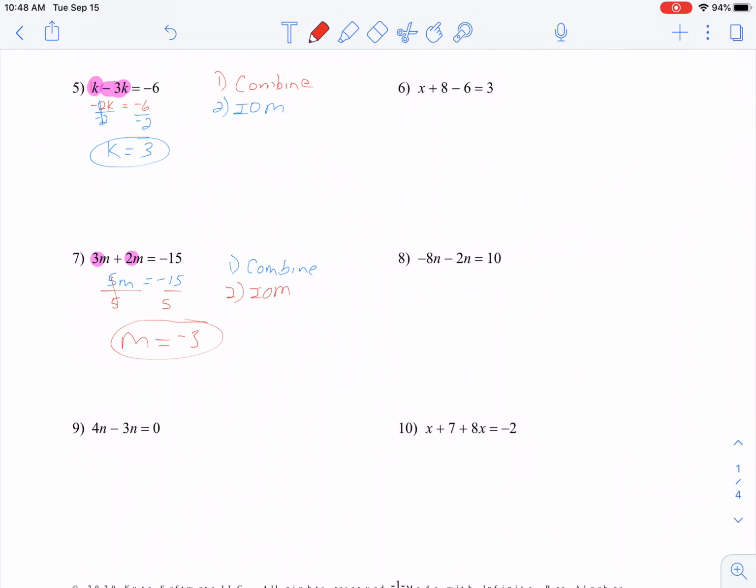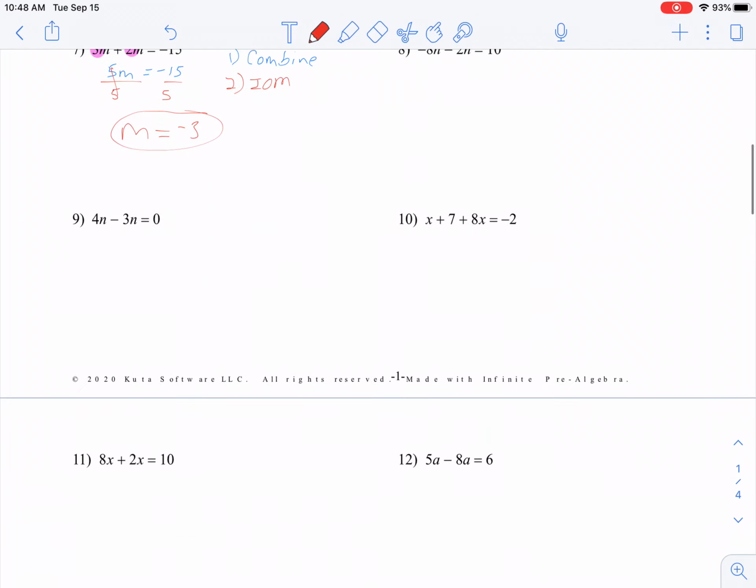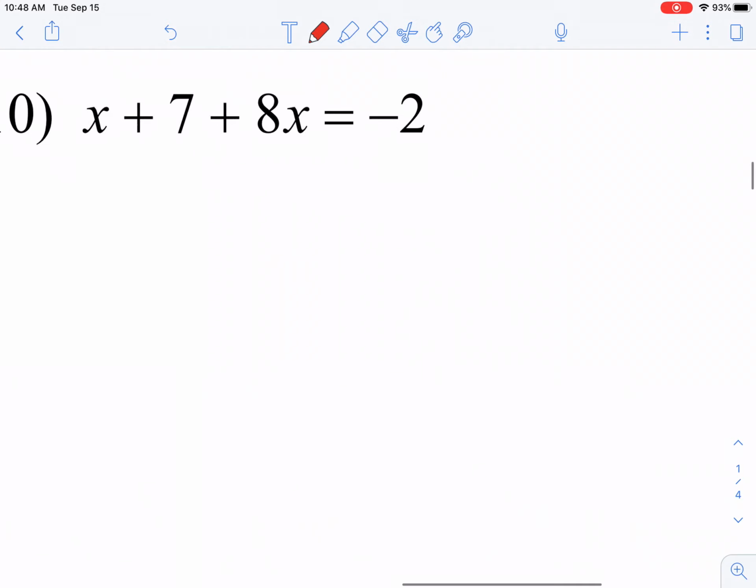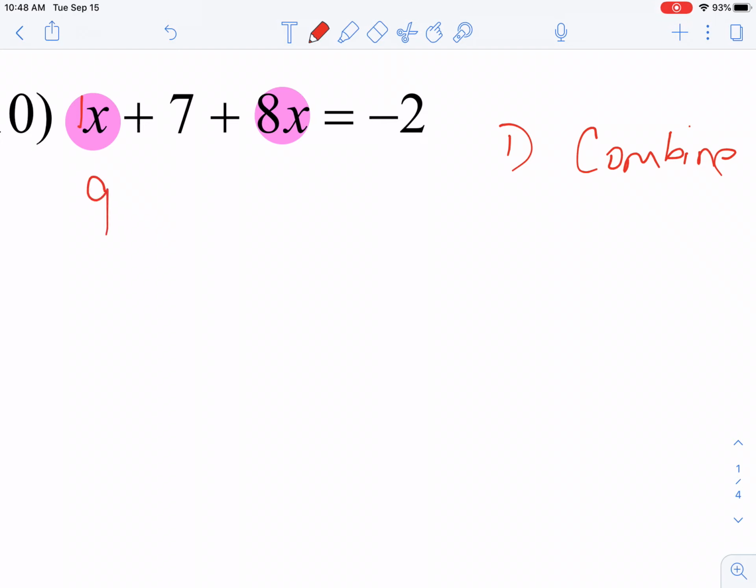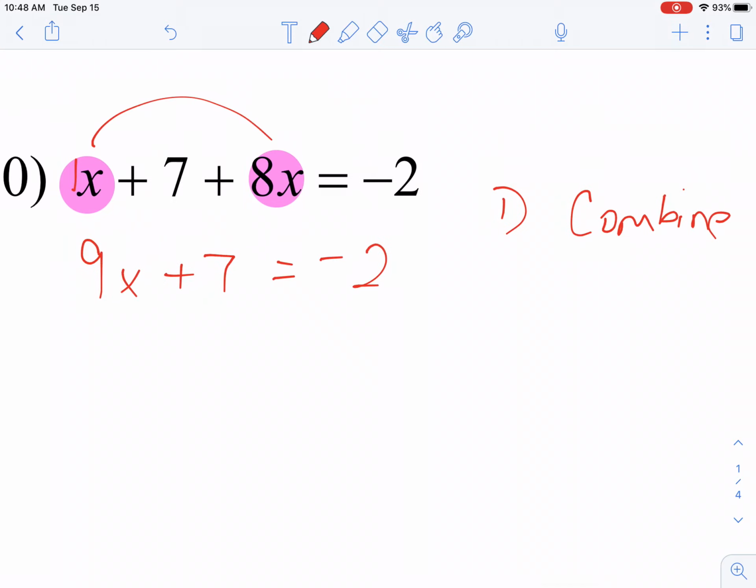Now I do want to look at one like number 10 here. In this case, you have x and 8x that are like terms. Don't forget that there's a 1 here, so our first step is going to be to combine your terms. So 1 plus 8 is 9x. Plus 7 comes down, and it's equal to negative 2. So all I've done is I've taken these two and I added them together.